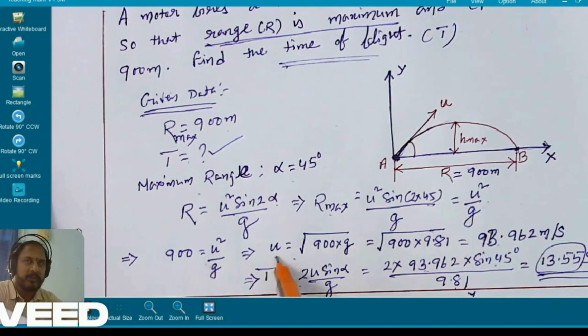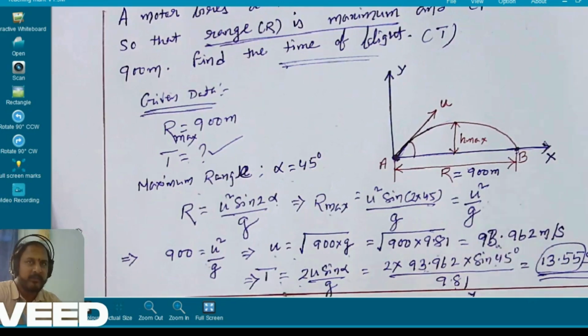From here you are going to get the value of velocity of projection, where you are taking the value of g as 9.81. Here you can see the final value of velocity of projection is 93.962 meters per second. This particular value of velocity of projection is needed to calculate the time of flight.